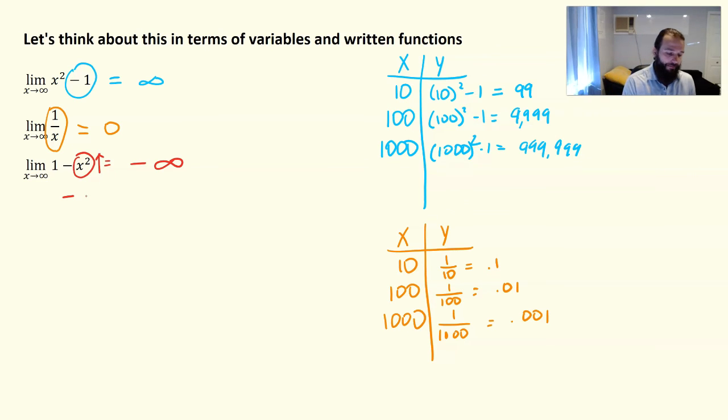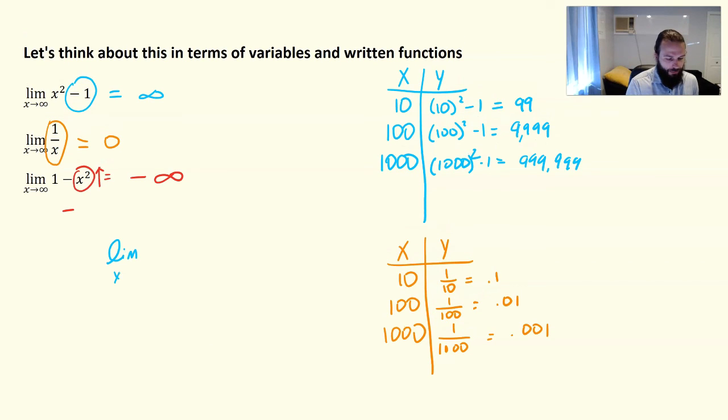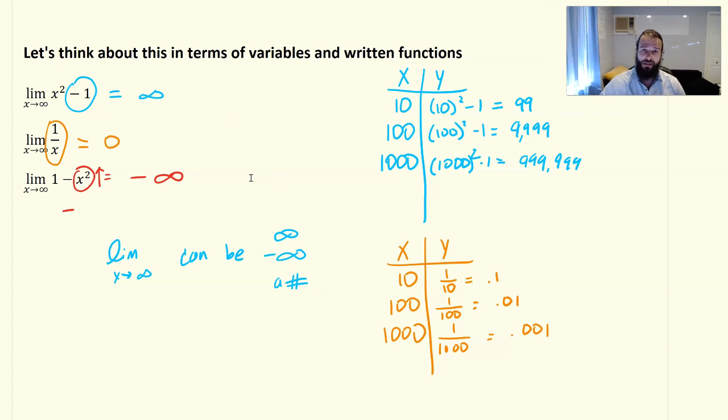So we can see that the limit as x approaches infinity can be infinity, negative infinity, or a number. And it all depends on the situation. Now, a lot of the things that we're going to be dealing with here are going to be rational functions. And those rational functions, we're going to have a few rules for that we can derive from this logic. And we'll address that in the next video.